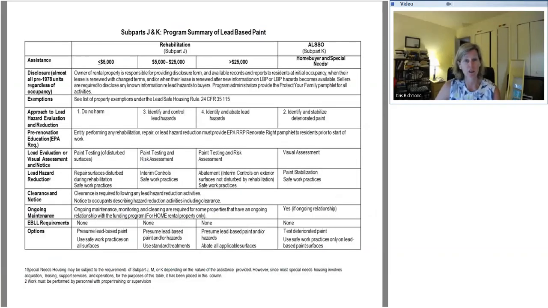We go back to our chart, and we're going to fall into this category over here, over $25,000. So we're going to be doing paint testing and risk assessment for our evaluation. We're going to be doing abatement. We could be doing interim controls on exterior surfaces that are not disturbed by rehab, or we're following safe work practices, but you get the point. We're falling into the right side category of greater than $25,000.